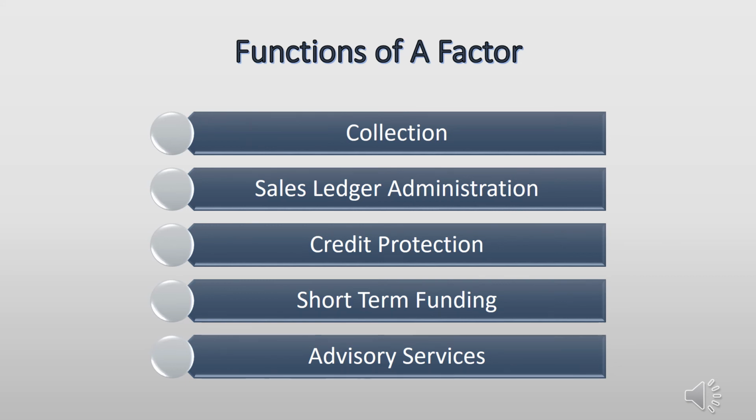Third function is credit protection. When a factor purchases receivables under a non-recourse factoring arrangement, he defines the credit limit up to which the firm can sell to the customer.